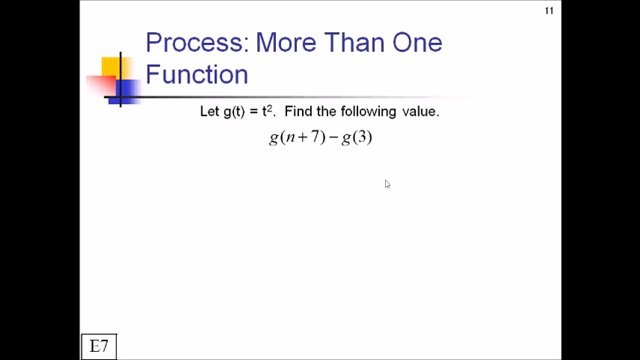All right, so our strategy on this one is when we have multiple functions, we're going to evaluate each function call separately and then simplify at the end. So first we need to get rid of these g's and replace them with actual expressions that we can evaluate. So instead of writing g of n plus 7, we'll have n plus 7 squared, because this whole n plus 7 is taking the place of t. And over here, instead of g of 3, we're going to have minus 3 squared.